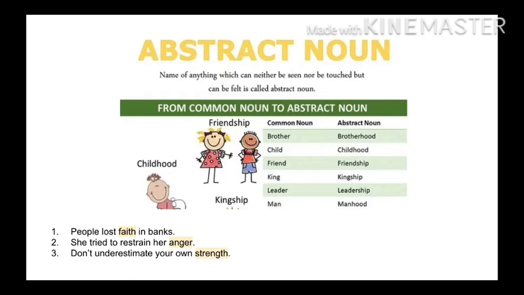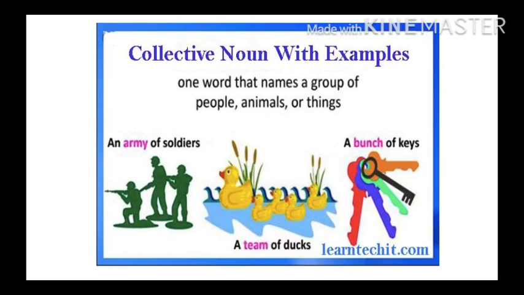Understood? Next type of noun is collective noun. Collective nouns, that means collective word, the group of words. For example, people, used for more than one person. Animals, used for more than one animal. Things, used for more than one thing. That means we are grouping these things. Those words that group something are known as collective nouns.